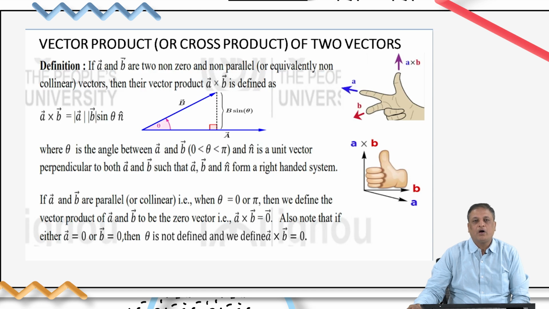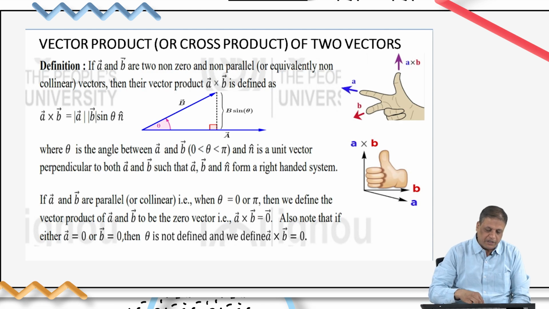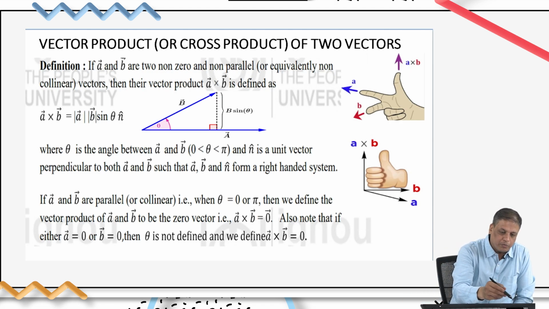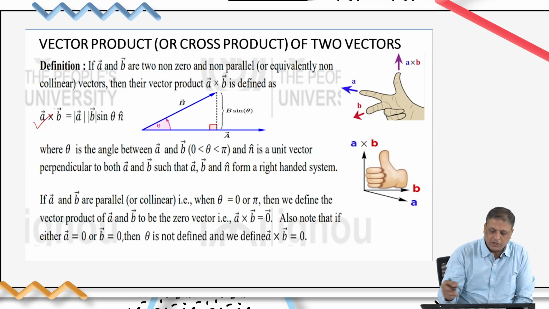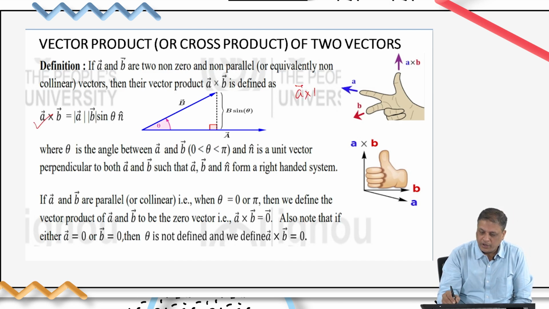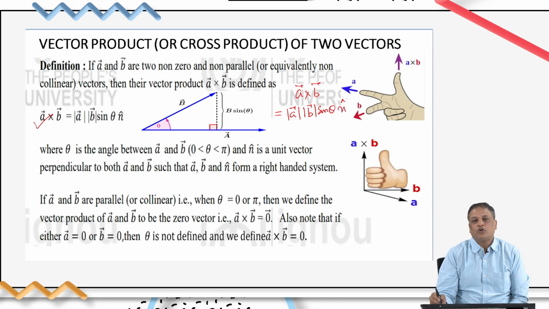Now, to begin with, the vector product or cross product of two vectors A and B is represented by the expression A cross B. A cross B is nothing but magnitude of vector A into magnitude of vector B into sine theta into unit vector n. The dot product was a scalar component, that's why it was called the scalar product, and the outcome of the cross product, that is the vector product, is a vector component. That's why along with AB sine theta, we have a unit vector n.